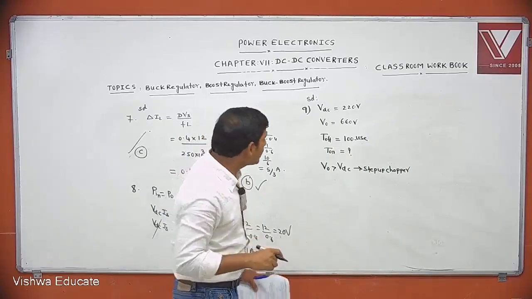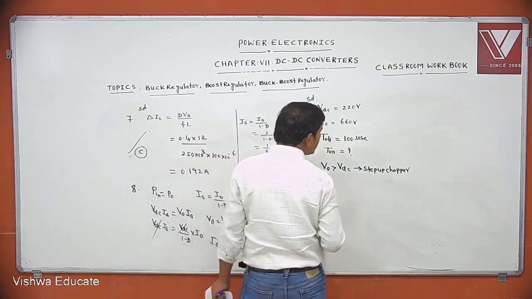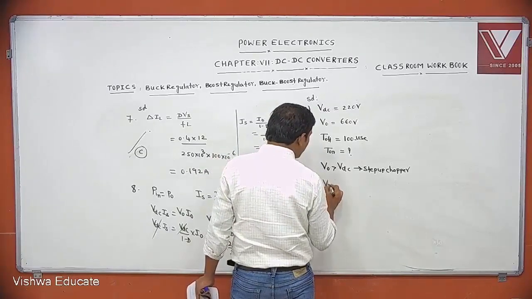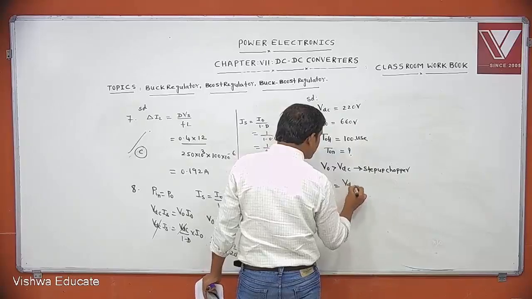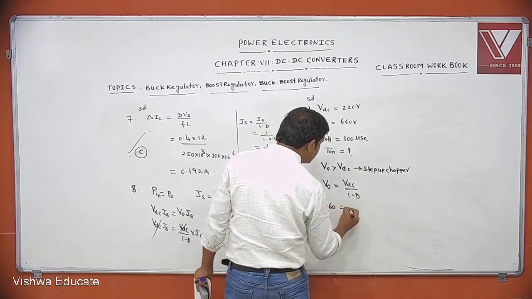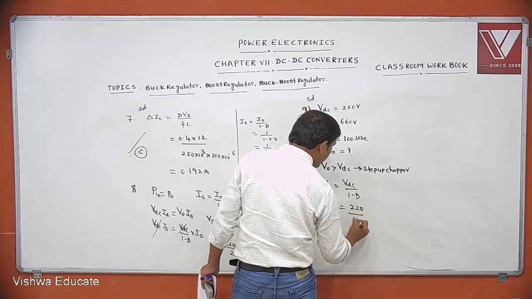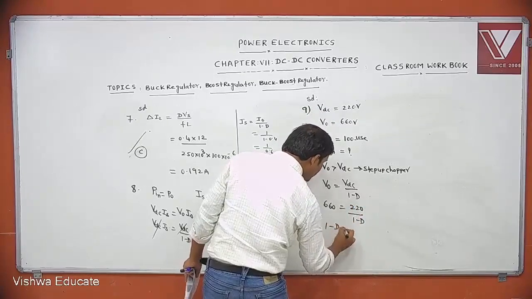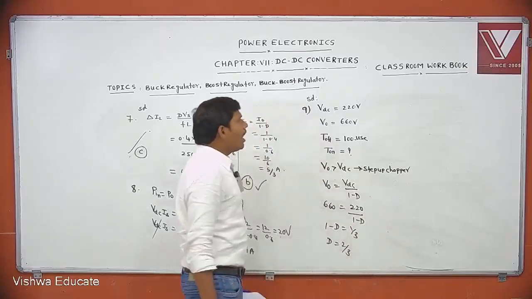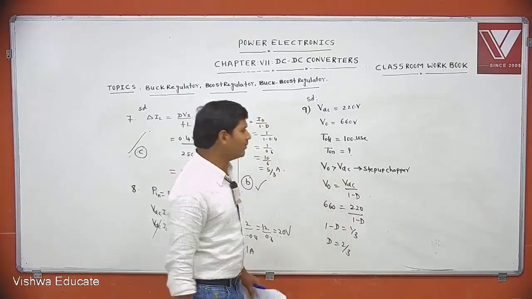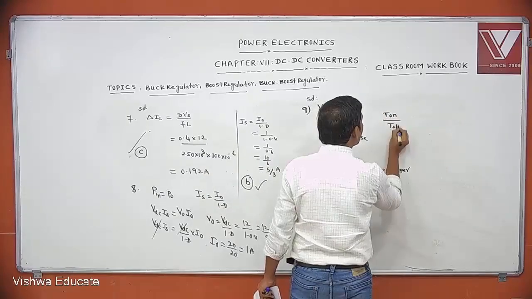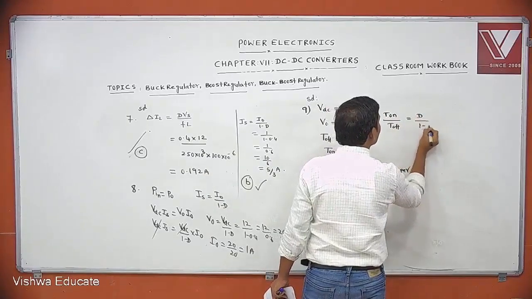I also told already. Okay, then V0 is greater than VDC, step up chopper. V0 greater than VDC, step up chopper means V0 equal to VDC by 1 minus D. What is V0? 660 volts. What is VDC? 220 volts by 1 minus D. What is 1 minus D equal to? 1 by 3. What is D equal to? 2 by 3. But off time is given, you want to find on time. But you know this formula. What is on time by off time? On time by off time equal to D by 1 minus D.